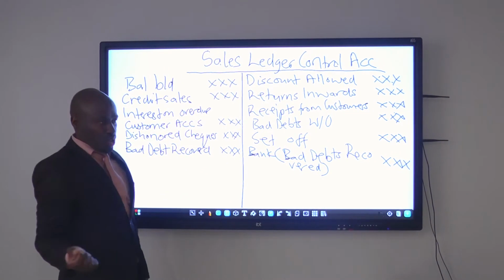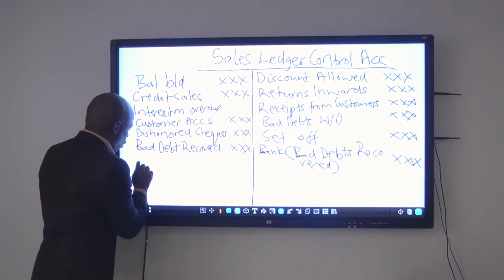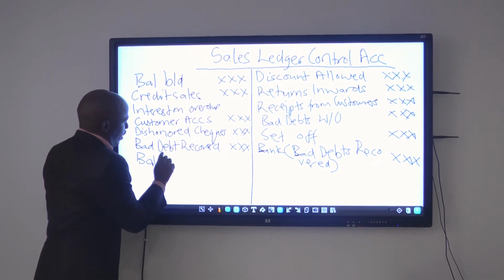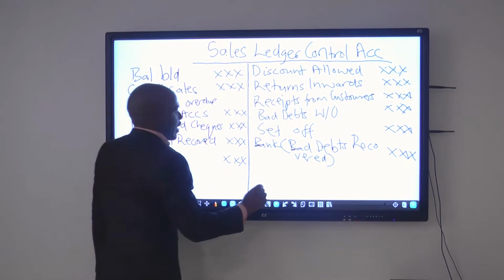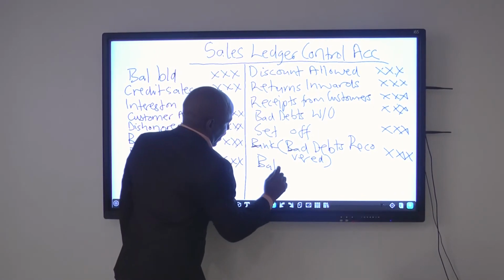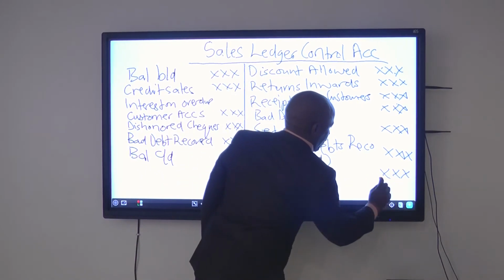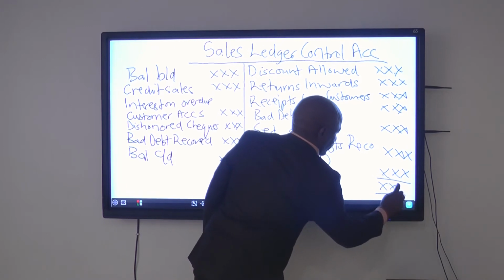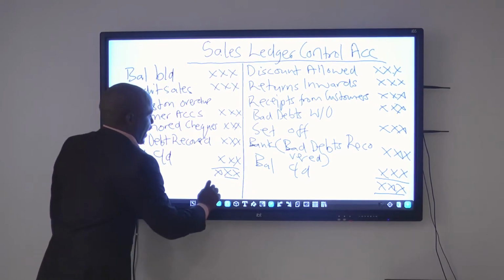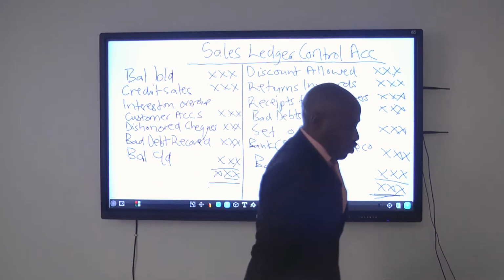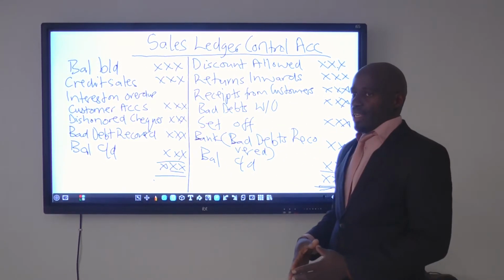But it is not unusual to have a credit balance in the sales ledger control account. So on the debit side, we shall have the closing balance, to say balance CD, and we have our debtors figure, which is also the balance CD. Now, this is how we prepare a sales ledger control account.